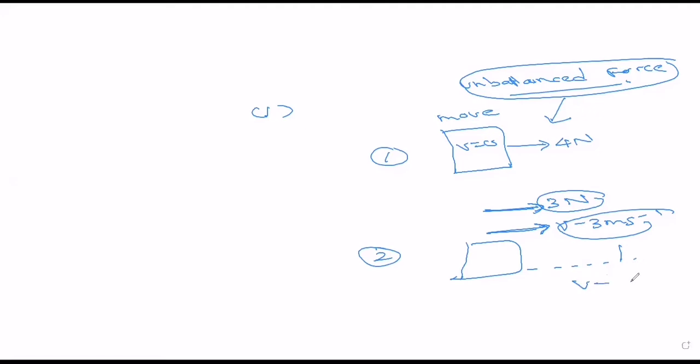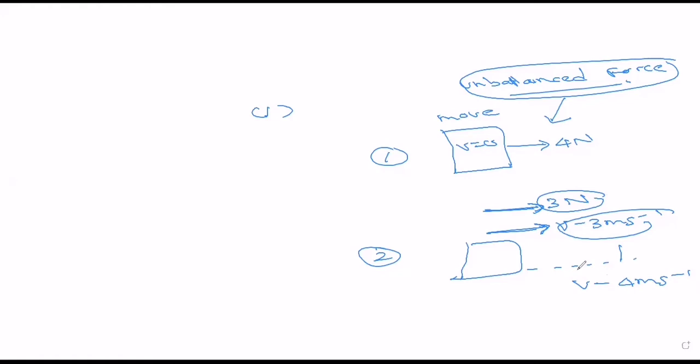So the velocity will increase up to, maybe let's take it as 4 meter per second. So what have I done here? Because of giving an unbalanced force, children, I have moved an object. At the same time, I have changed the velocity of the object. Okay, so this is only Newton's first law.